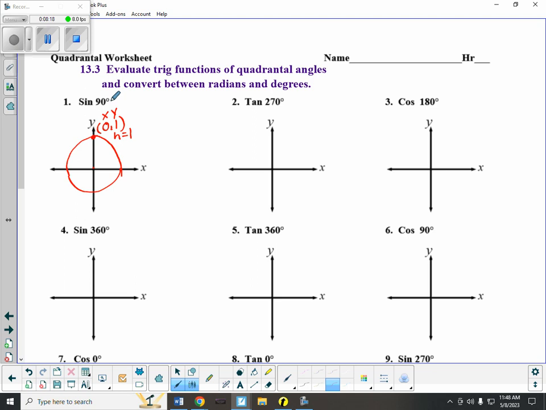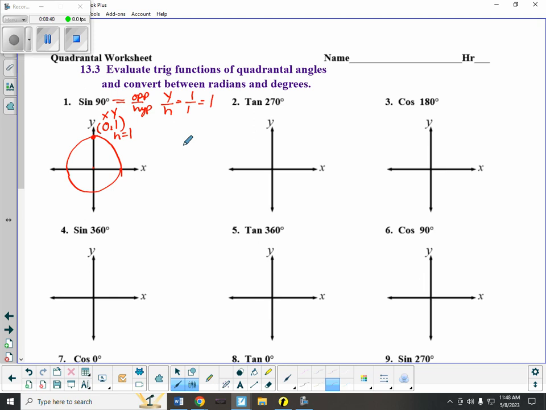And now this problem just says the sine. Now sine is opposite over hypotenuse. Remember we said the opposite is a y, the hypotenuse is h. So your y value is 1, your hypotenuse is 1, so your answer is 1.